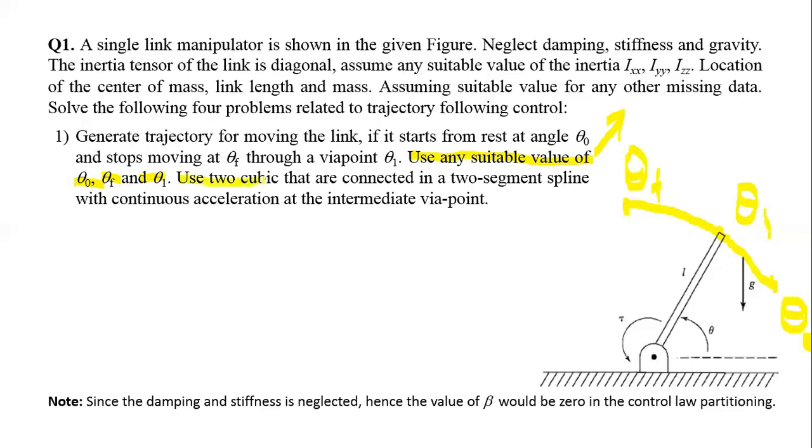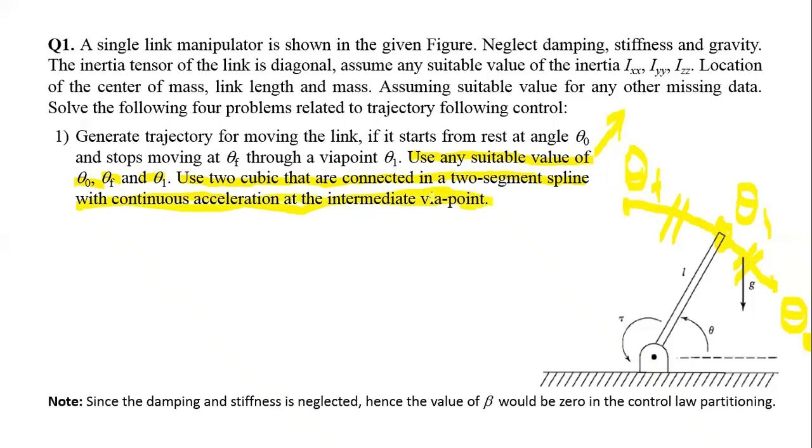We have to use 2 cubics connected in a 2-segment spline. So this trajectory needs to be divided into 2 segments. This is the first segment, and this is the second segment, and these 2 segments have to be interpolated, connected by cubic equations. The acceleration at the intermediate point, that means at the via point, should be continuous. In this way we have to generate the trajectory for this problem.